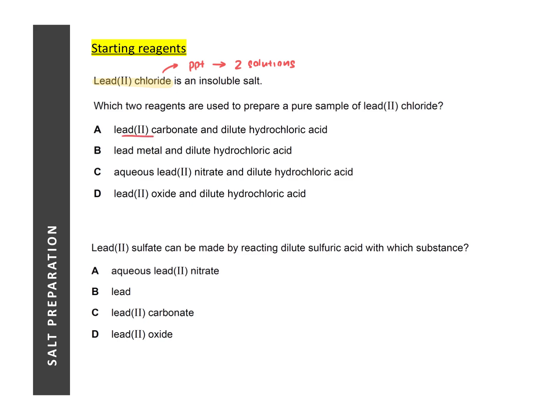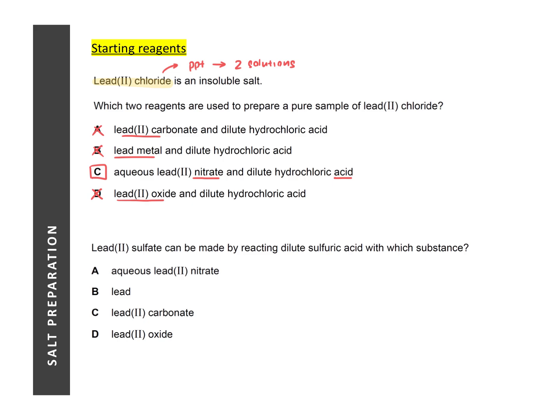For A, lead 2 carbonate is insoluble in water. B, lead metal is insoluble in water. C is correct. Why? Because all nitrates are soluble in water, and all acids are dissolved in water. So C is correct. Next, D, lead 2 oxide. We have learned that only your spar oxides are soluble in water, so lead 2 oxide is also insoluble in water.